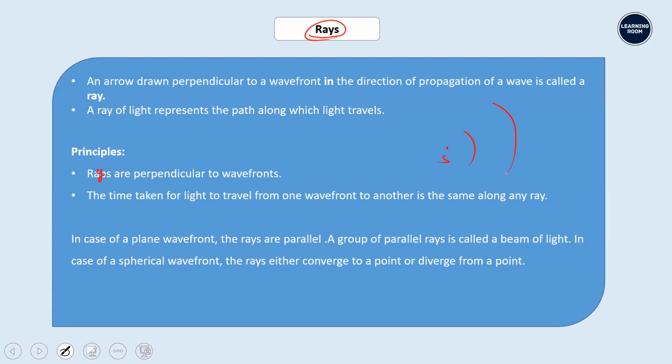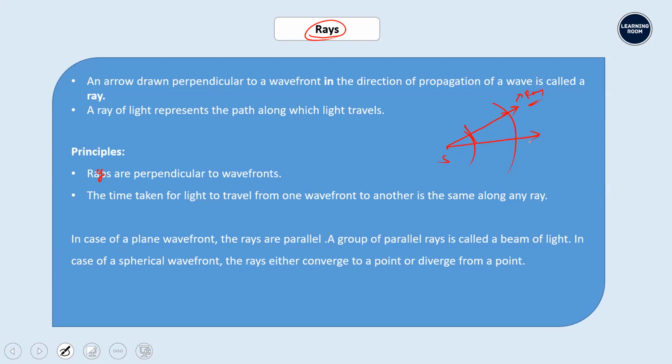Now, when I take a ray which is drawn perpendicular, you understood how I do it perpendicular, right? What do I mean by perpendicular? At every point, I need to draw a tangent, and to the tangent, I need to draw a normal, right? So, when I do this, this becomes a ray perpendicular to the wavefront at every given point. Similarly, I'll be able to draw another ray also.